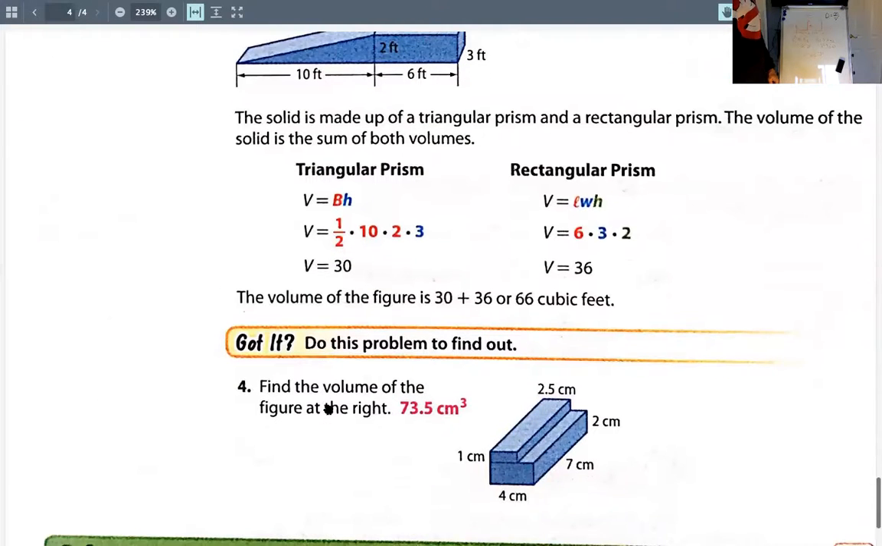Try that one and see if you can get that 73.5. You don't need to put the answer in the chat because we can all see the answer. So now it's just, are you able to calculate that?